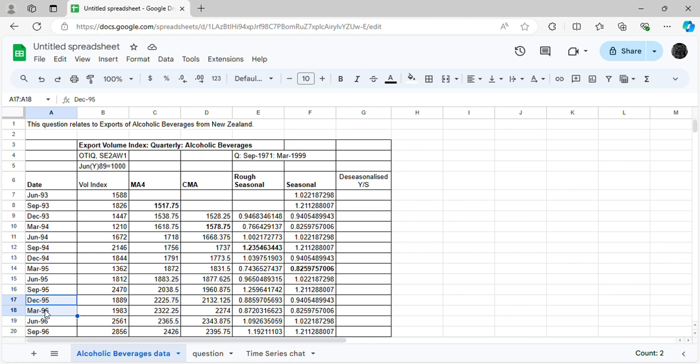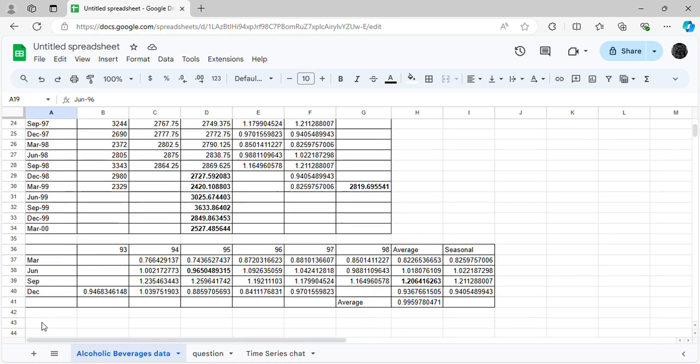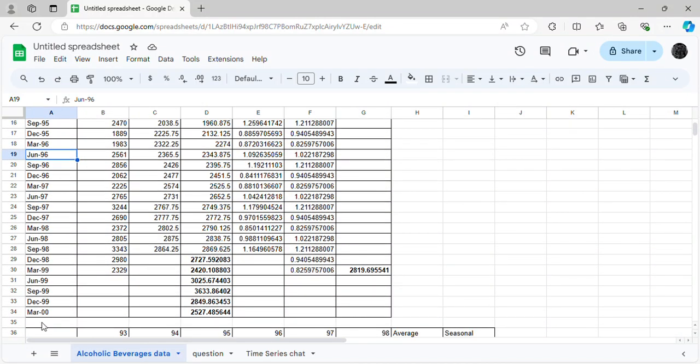1995, March 1996, June 1996, September 1996, December 1996, March 1997, June 1997, September 1997, December 1997, and including the quarters of 1998 and including the quarters of 1999 and the first quarter of year 2000, that is March 2000.